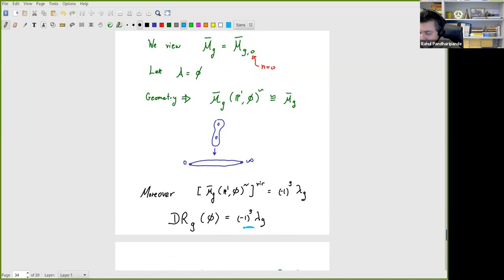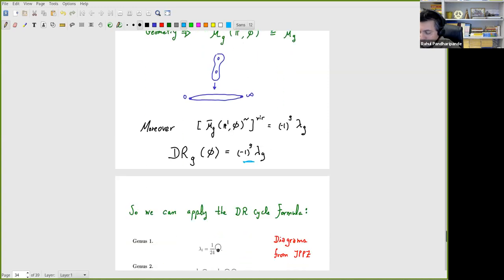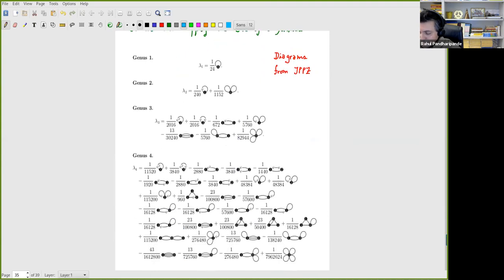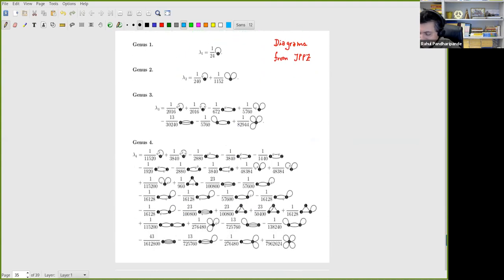And here we can just apply this formula. And this was in the paper, there were some examples put here. Those are diagrams from JPPZ. They were typeset by Felix.